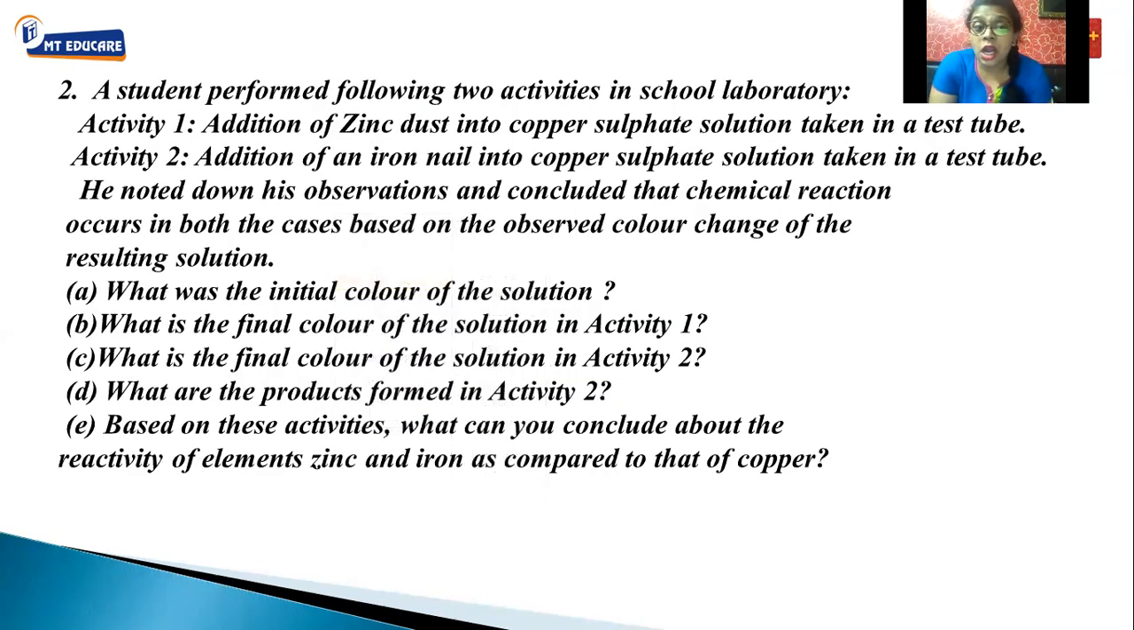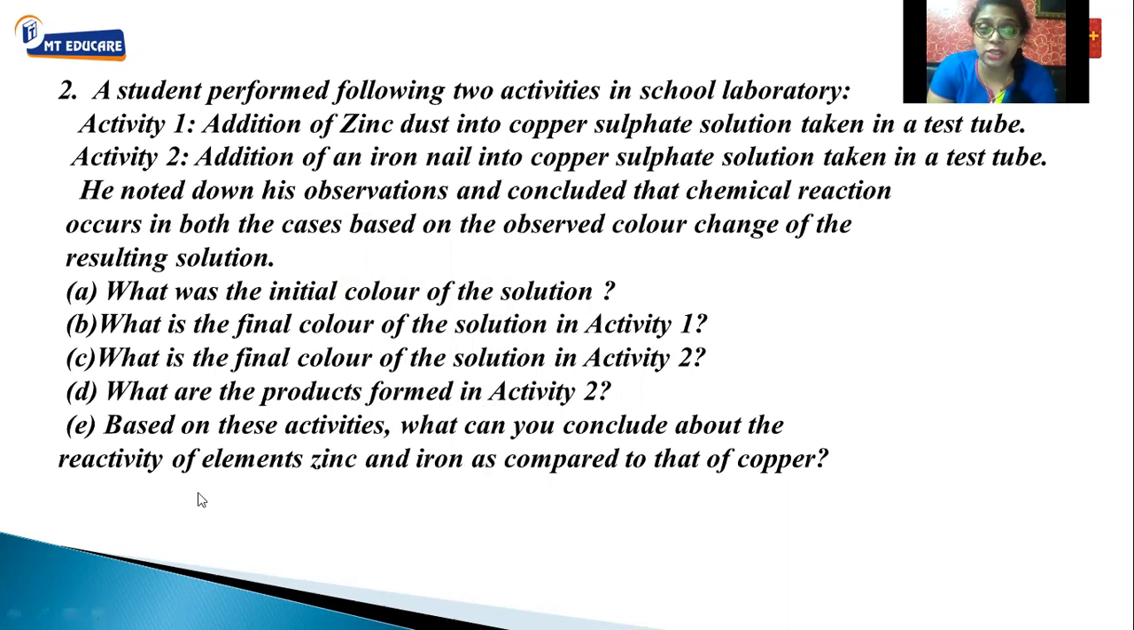Okay, next is why the initial color of the solution will be blue? Because in the first activity, zinc dust is added into the copper sulfate solution taken in the test tube. So initially, the test tube has a solution of what? Copper sulfate. Into that zinc dust was added. Copper sulfate is blue in color. Okay, so the initial color of the solution will be blue.